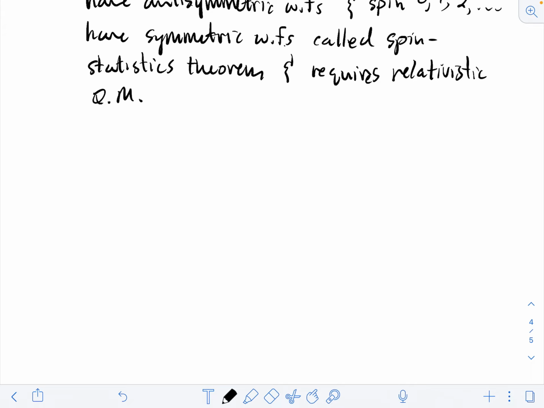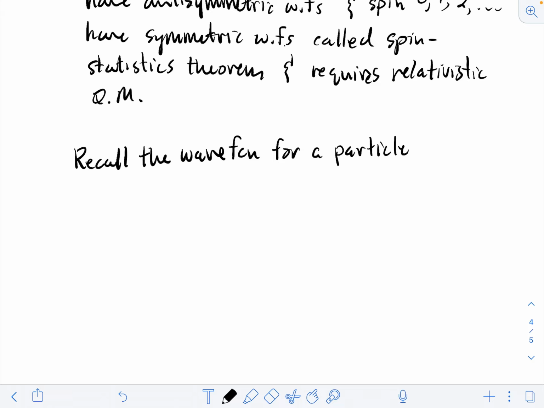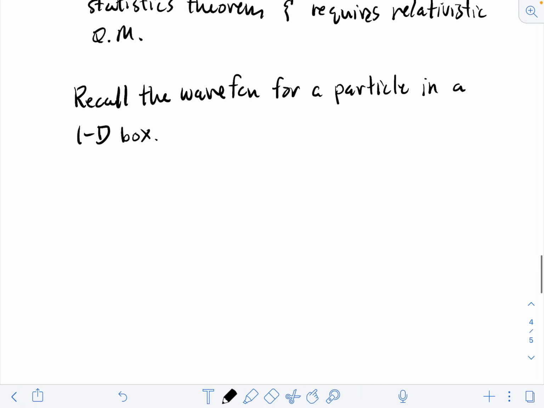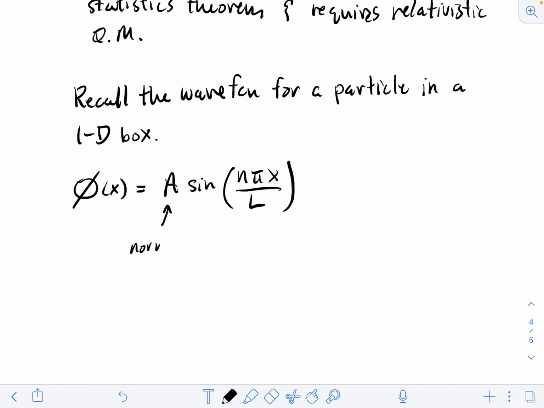So I want to do a little bit more review of quantum mechanics, and we're going to recall the wave function for a particle in a 1D box or an infinite square well. And so the result was that this wave function had some coefficient, and then it was sine n pi x over L. And so I'll draw this. This A is just a normalization constant.